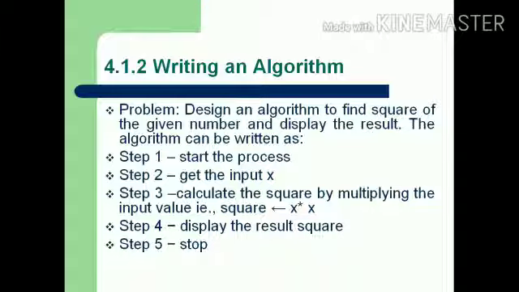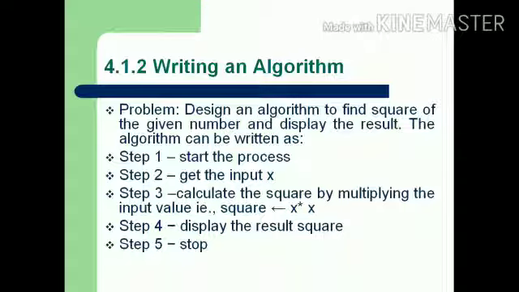For example, to find the square root of a number, what do we require? We require any number first. By using that number, we are able to find the square root of that number. So, what are the steps? Step number one, start the process. Step number two, get the input x. x is the input here. Without input, we are unable to process any instruction.